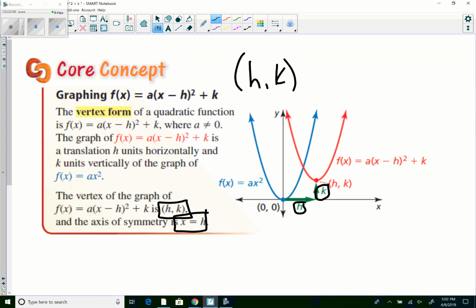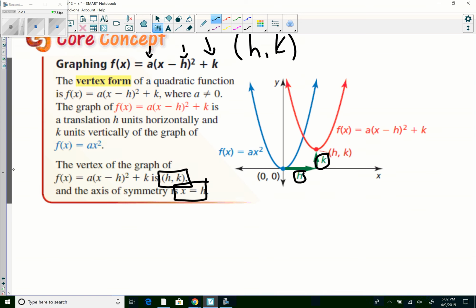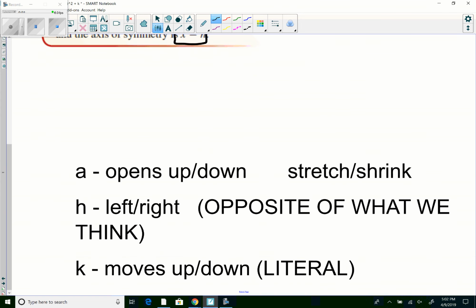Here is a nice little summary of what each of these values, the A, the H, and the K, does. If you want to get this written down, it's a good reminder that there are really 4 things that can happen. Number 1, your A value controls 2 things. It controls whether your parabola opens up or down. If it's positive, it opens up. If it's negative, it opens down. That's self-explanatory.